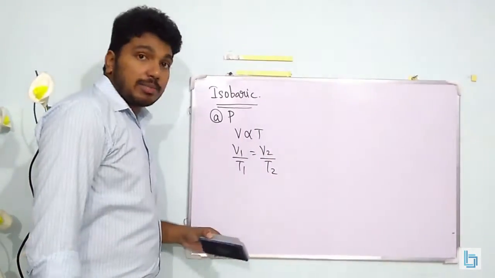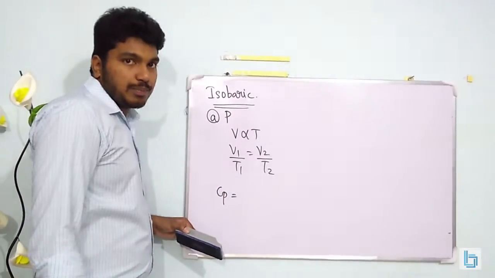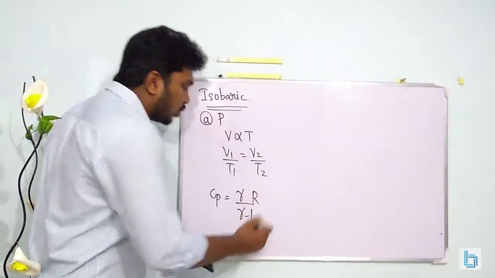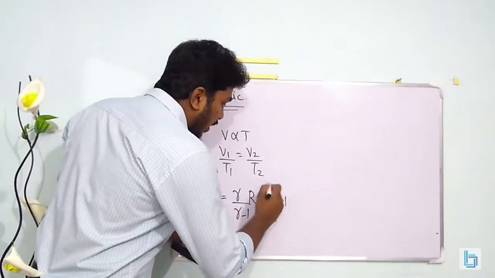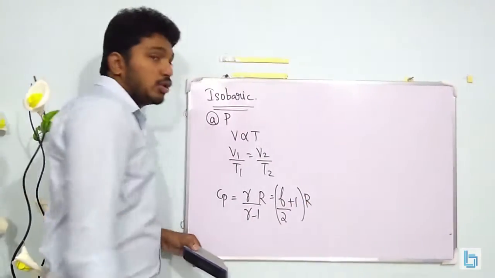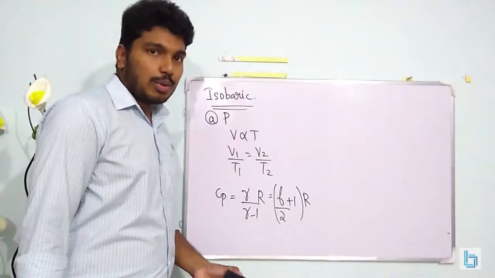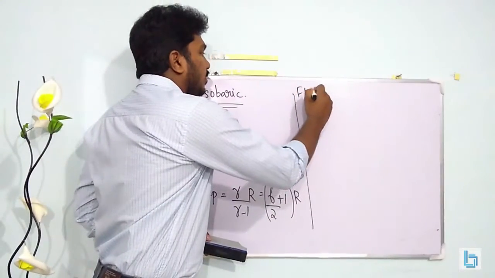It is an isobaric process, and therefore the specific heat Cp is equal to gamma by gamma minus 1 into R, or you can also write it as F by 2 plus 1 into R. The Cp value. Okay. Now, we are going to apply the first law over here.